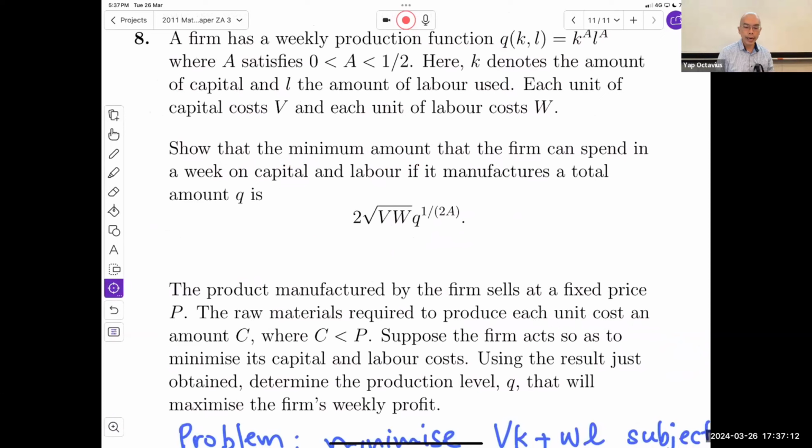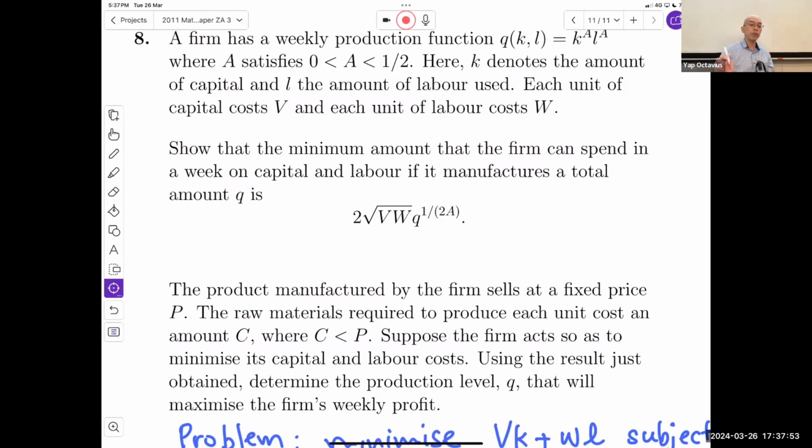And then they say the raw material for each unit produced is C. So 1 unit costs C. How many did you produce? Q. So you need to take C times Q, the part of the cost with the raw material, and then this is for the labour and capital, the labour and the machines. So total cost will be this times this plus this. There's no fixed cost inside this. Normally we have variable cost and fixed cost, but over here we don't have fixed cost.